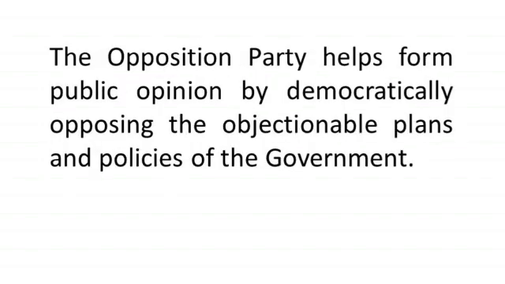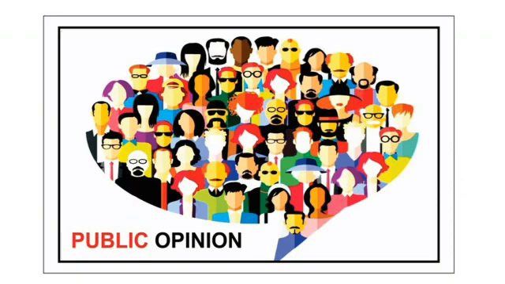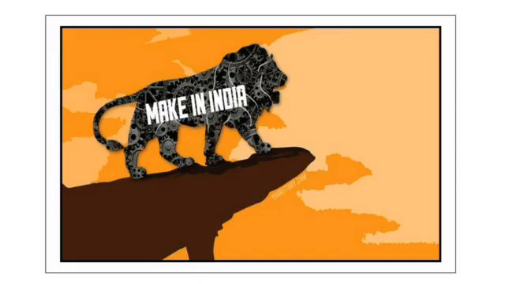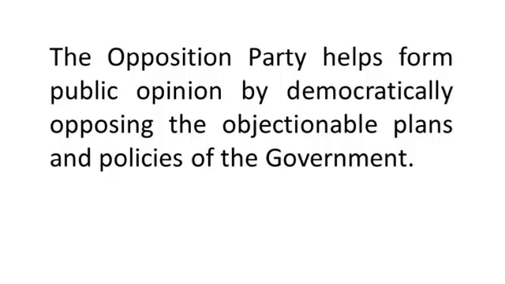The opposition party helps form public opinion by democratically opposing the objectionable plans and policies of the government. So sometimes when the policies are not appropriate, then in that particular case they form public opinion and then they try to oppose the policies of the government. They make it look in such a way that proves to the government that the policy is in a way a torture, exploitation to the people, so it needs to be changed.